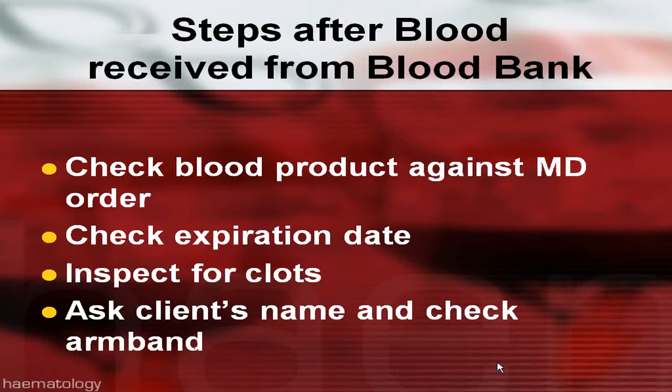Again, check the blood product against the physician's order. You have to check the expiration date to make sure that it's not expired, just like you would with any medication. You have to look for clots. You don't want to automatically start running something in that's already started to clot. Ask the client their name. Check the armband again. And you've got more than one person doing this. You've got two licensed personnel doing it.